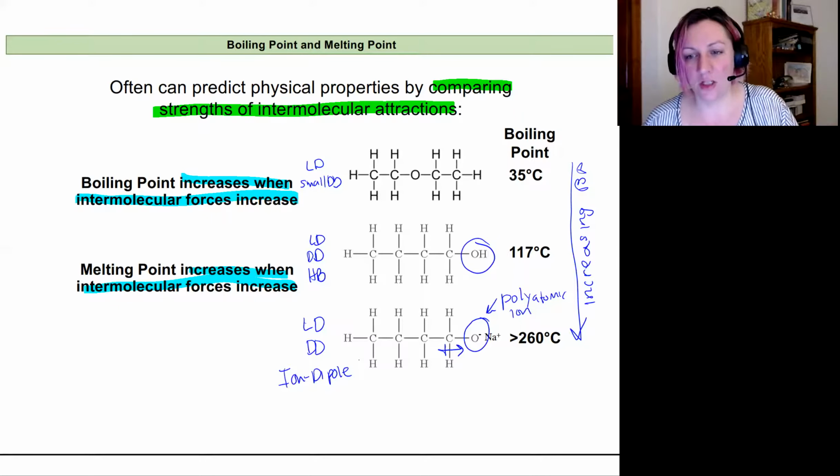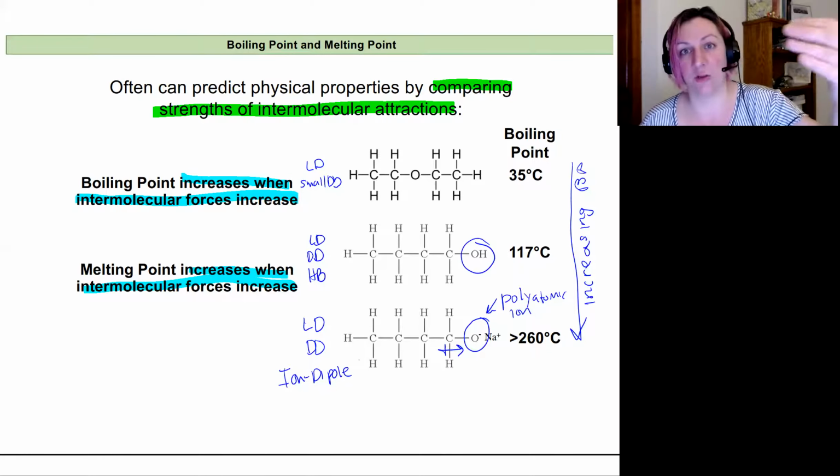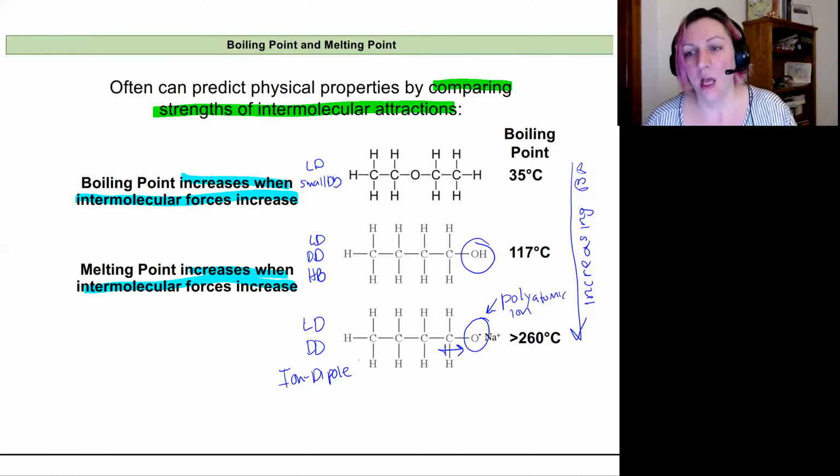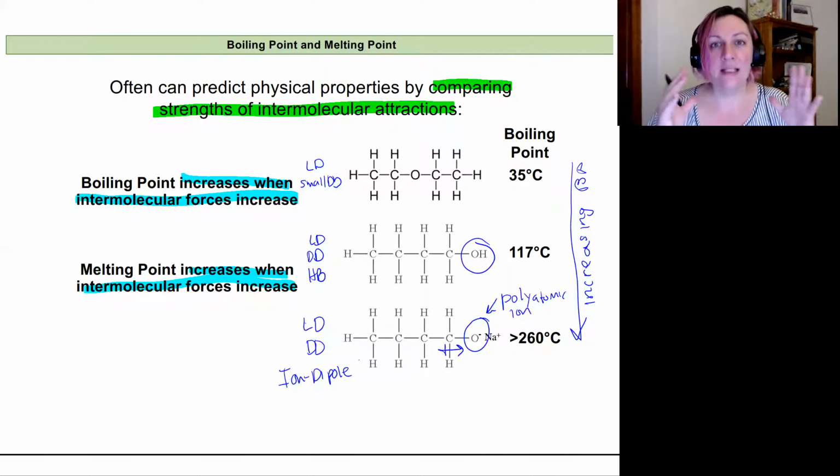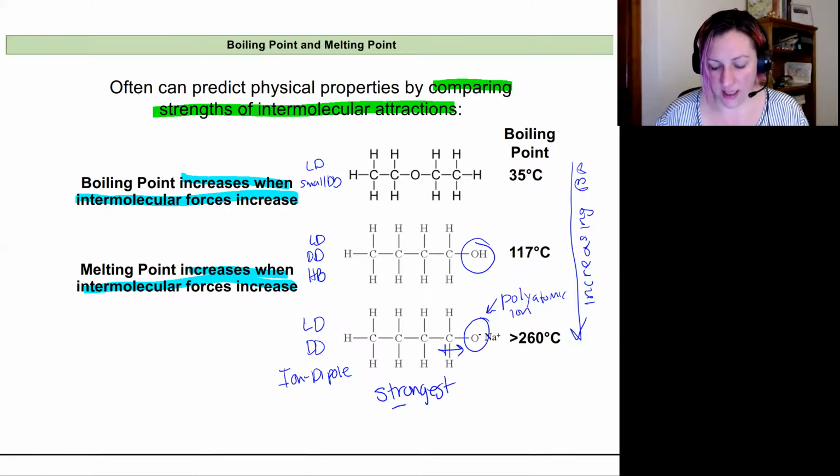Like that oxygen with a negative charge could definitely hydrogen bond to another hydrogen attached to an oxygen, nitrogen, or fluorine. But without it here, if this is a pure sample, then we don't have hydrogen bonding. But ion dipole interactions are much stronger than hydrogen bonding interactions. So we can say that this one at the bottom has the strongest intermolecular forces, and we see it has the highest boiling point as well.